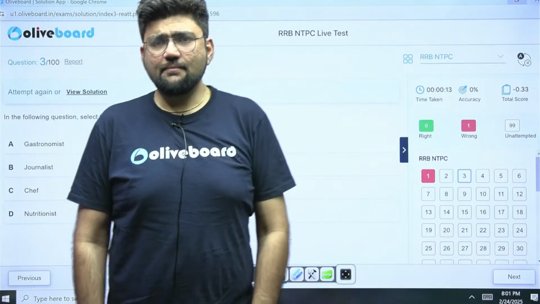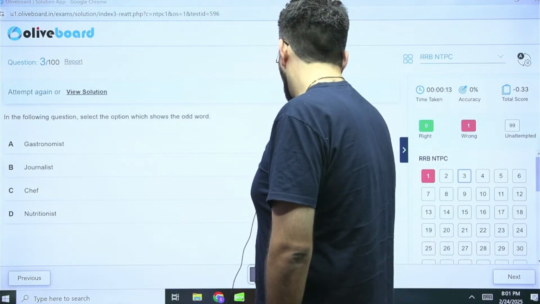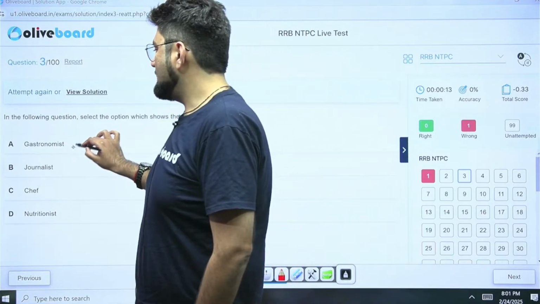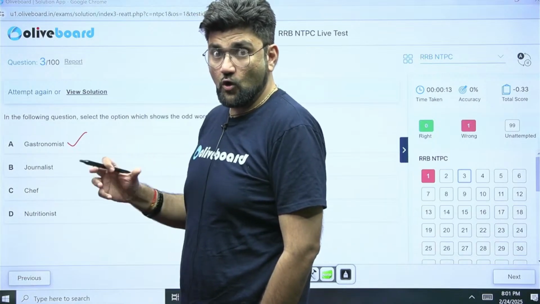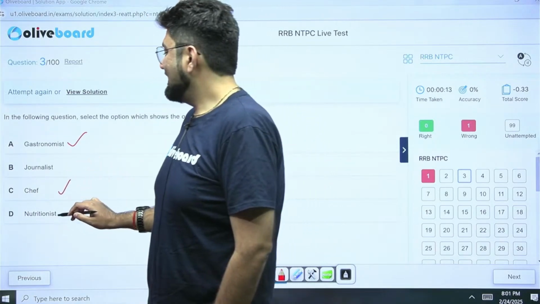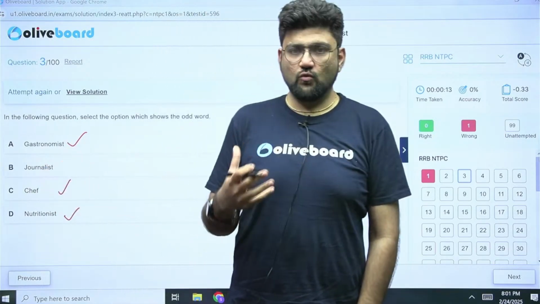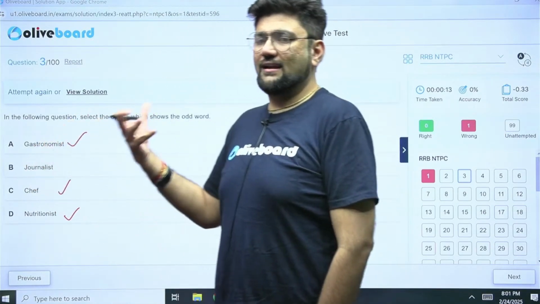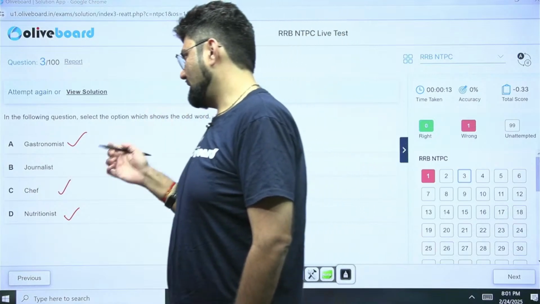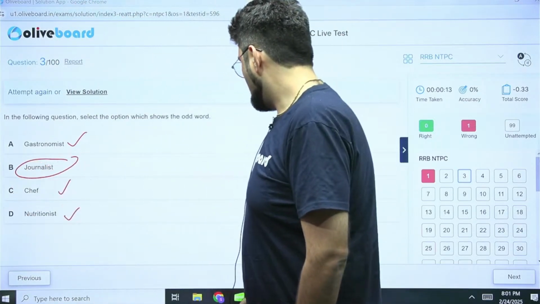Again, this can be quite confusing for students if they don't know the correct meaning of the words. Here, gastronomist is somebody who admires food, gourmet food. Chef is somebody who cooks food, obviously, and a nutritionist is somebody who deals with the nutritional quality and quantity of food, the values, the calorie values, the vitamin deficiencies and values, etc. Journalist has got nothing to do directly with food, so option B becomes your correct answer.